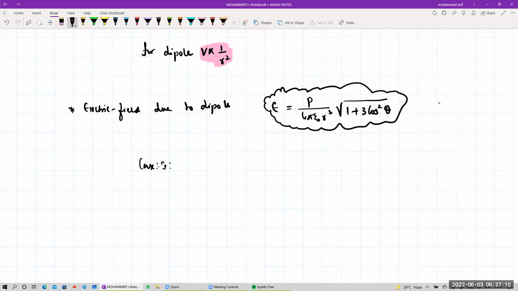Case number 1. If I take theta equals 90 degrees, 90 degrees means what position? Equatorial position. For the equatorial position, what will be the answer? Now keep theta 90 here. Cos 90 will become 0, so the whole thing becomes 1. So E equals 1 by 4 pi epsilon naught into P divided by R cube.